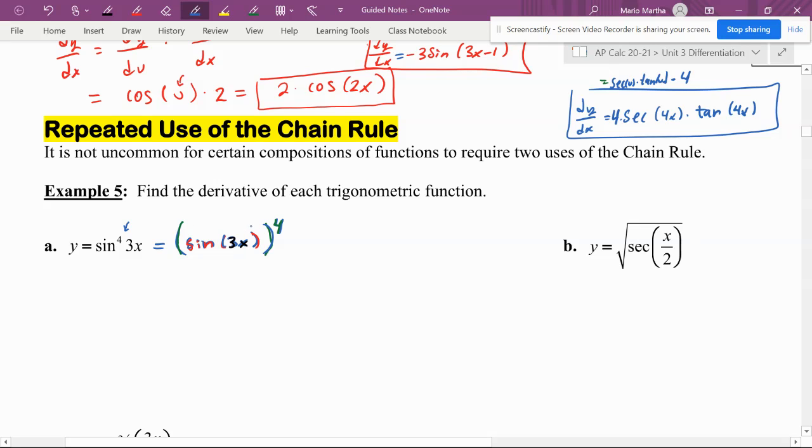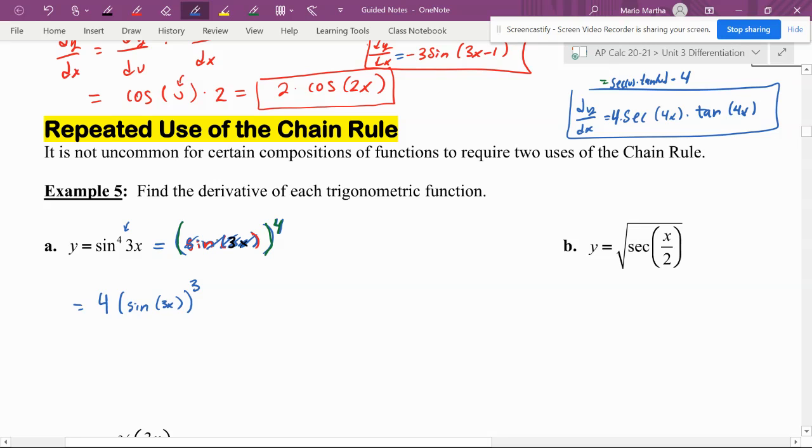So let's first find the derivative of the outside. We're finding the derivative of something to the fourth power. If you think about it this way, you can block this off. The derivative of something to the fourth power is 4 times that something raised to the third power. And that something is pretty much sine of 3x. So I did the exterior layer.